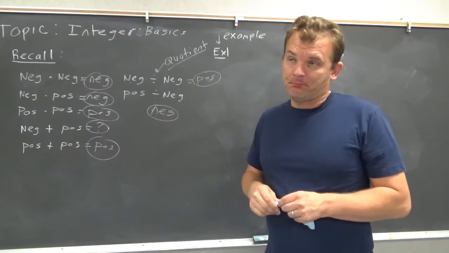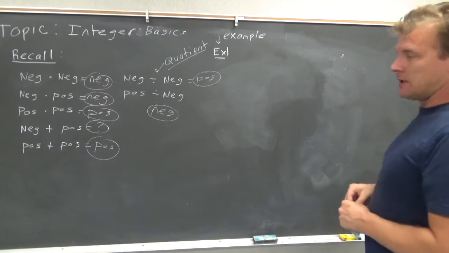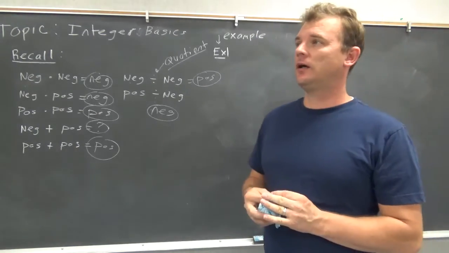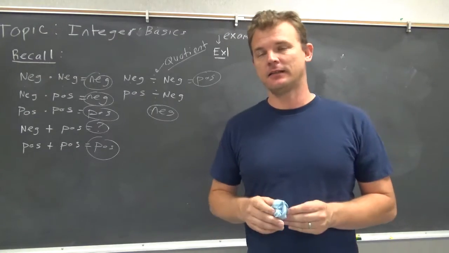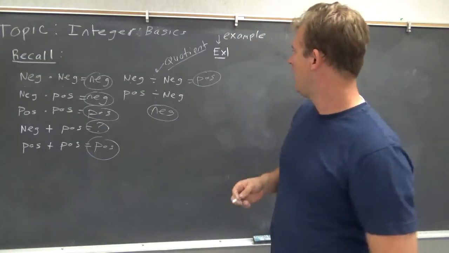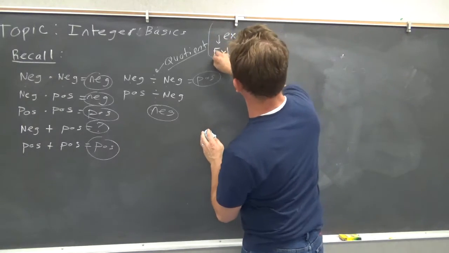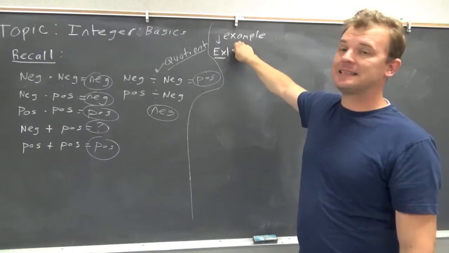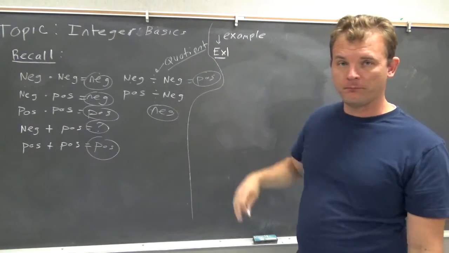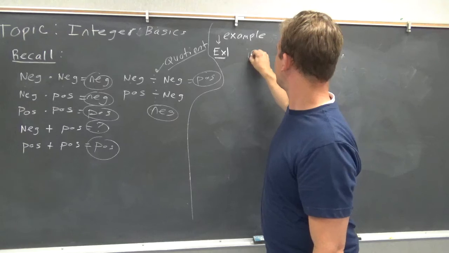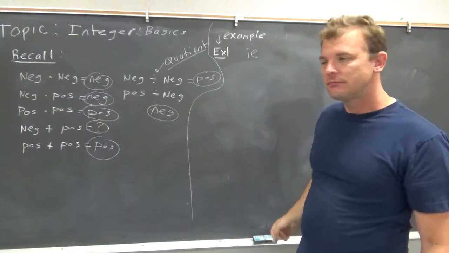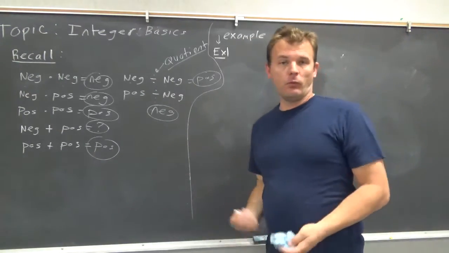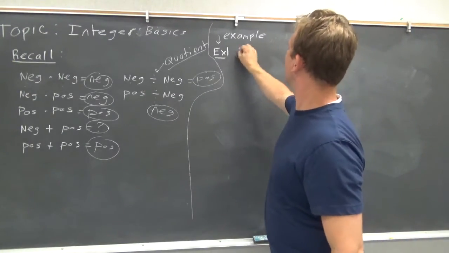But I don't know. Okay, let's go to examples here. Sometimes I like to be lazy. Mathematicians are known for being lazy sometimes. So when I say EX, it means example. Some teachers might do IE, but I do EX because it's short for example. All right, so example 1.